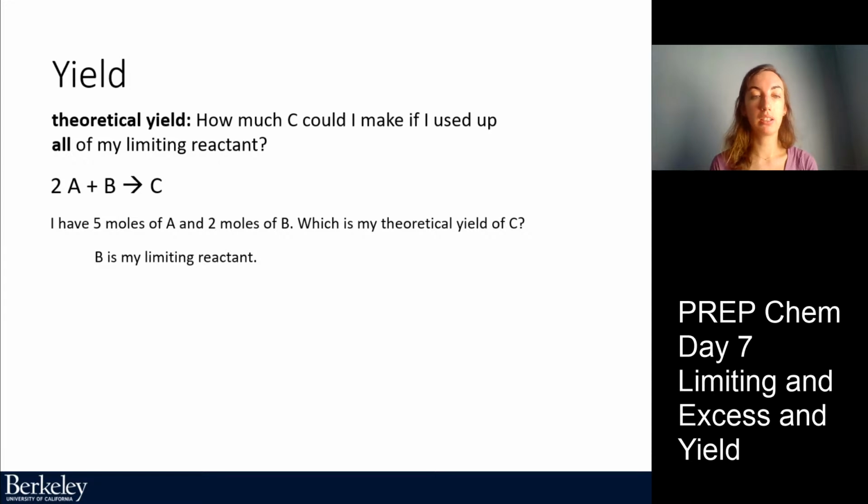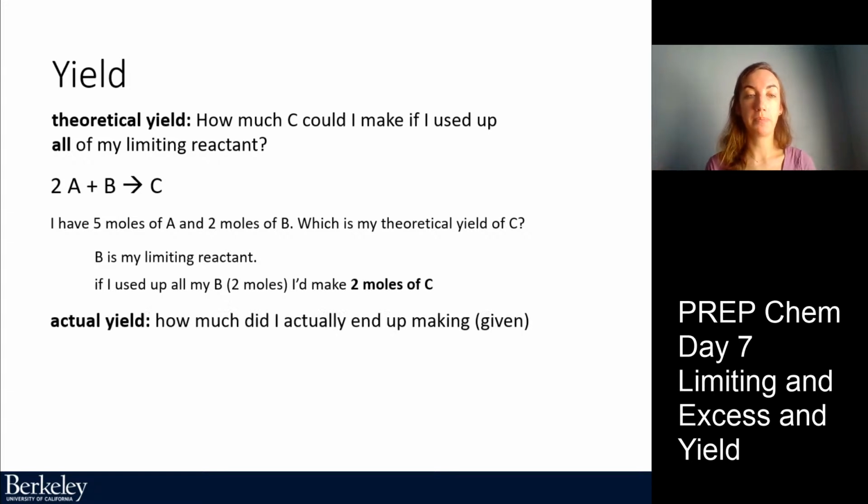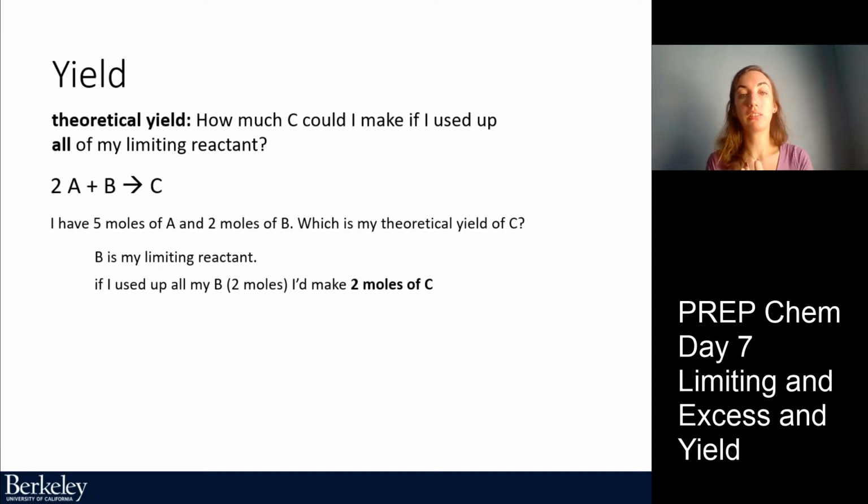So just as a reminder, if I use up 2 moles of B, I can make 2 moles of C, whereas if I used up 5 moles of A, I could make 5/2, which is 2.5 moles of C. So B is going to run out first. So B is my limiting reactant. If I used up all of my B, which is 2 moles, I would be able to make 2 moles of C. So my theoretical yield is 2 moles of C.